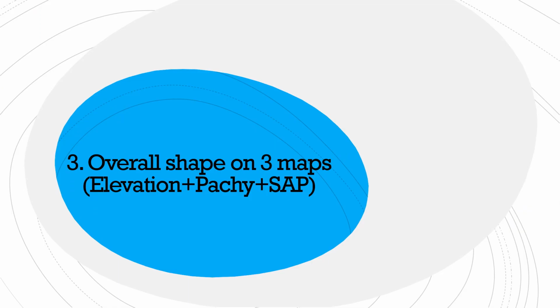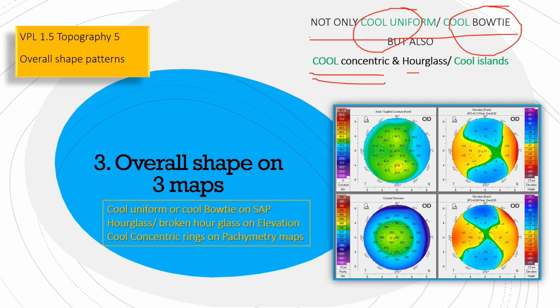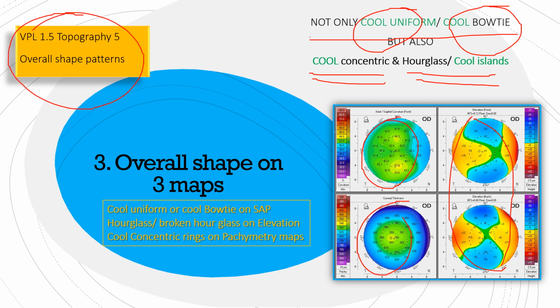Number 3 is the overall shape on the 3 maps. By 3 maps I mean elevation map, pachy map, and sap map, which is sagittal, axial, or power map. Now remember, it's not only the cool bow tie which is important. You need to look for the other normal patterns on the sap map. Plus you need to look for the shape patterns on the pachy map and on the elevation maps. So remember, it's not the bow tie that is important. You need to look for the pachy maps and for shape on the elevation maps. All this is explained in overall shape patterns in video VPL 1.5, which you need to see in detail before seeing this video.